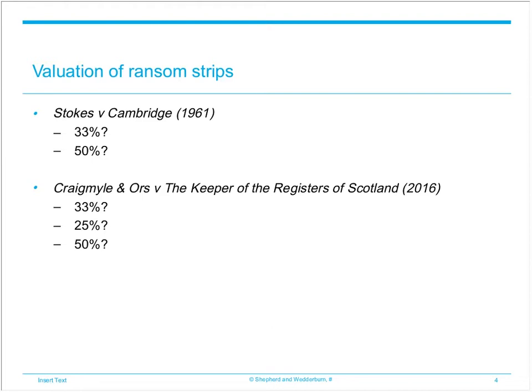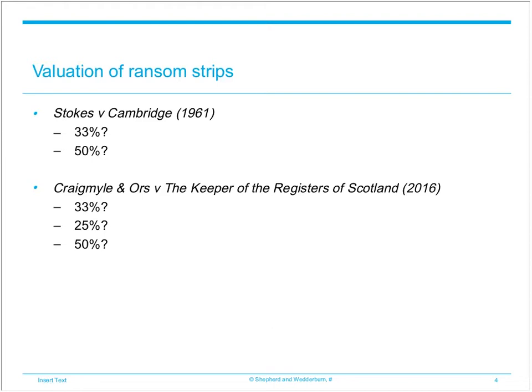The decision does not of itself provide support for the general proposition that the owner of a ransom strip will always be entitled to 1/3 of the increase in value of the adjacent land for enabling that increase to be achieved. It's also been said that Stokes v Cambridge is authority for a ceiling of 50% of the development value, and this seems to have been the take of the Scottish Lands Tribunal in the recent case Craigmile and others against the Keeper of the Registers of Scotland in 2016. We referred to this case in the first part of our webinar.